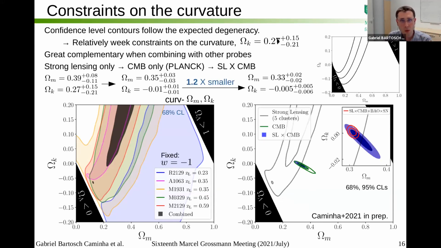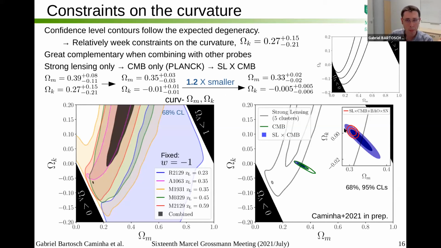It is not super precise, but what is interesting to say is that it's very complementary to other probes. This is what I'm showing here in the right figure. Now the constraints from strong lensing are the gray contours, and the green contour is the constraint from CMB only, basically Planck, the last Planck data release. And in blue is the combined constraints of strong lensing times Planck. Here I'm just showing the numbers, but what's important is this quantity here: for this cosmology, we improve the figure of merit of each single parameter by a factor of 1.2, which is nice. And when we combine, of course, all the other probes, strong lensing, CMB times BAO times supernova, we obtain a much narrower constraint.